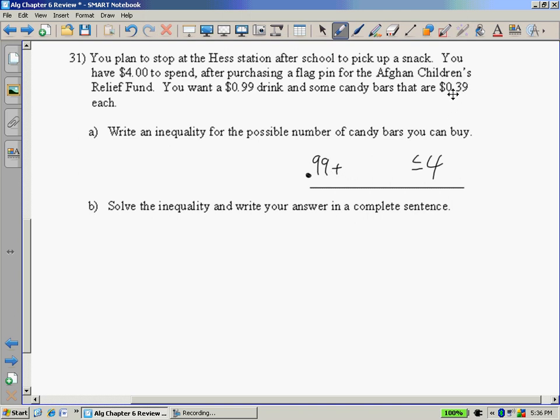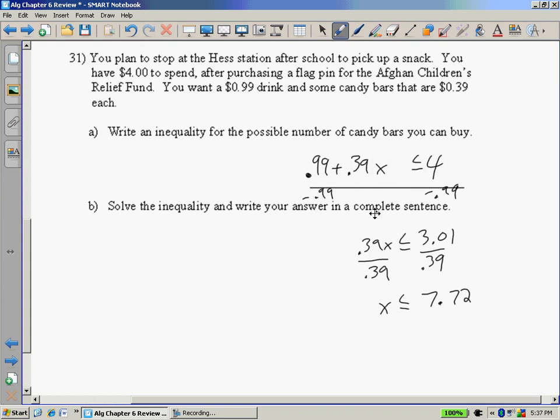Now, you've got $4 to spend, so you could spend the $4 or you could spend less than $4. It's your choice. Now, it only says we want one 99-cent drink. So since it happens just one time, we're just going to put the 99 cents. Now, we could buy multiple 39-cent candy bars. So I'm going to say 39 cents times some variable. It depends on how many you want. Solve the inequality. So we're going to subtract 99 cents from both sides. 4 minus 99 cents is going to be $3.01. We're going to divide by 39 cents. And we're going to end up with a decimal here. Rounded to the nearest hundredth, we have 7.72.